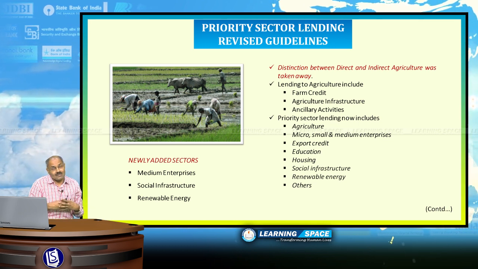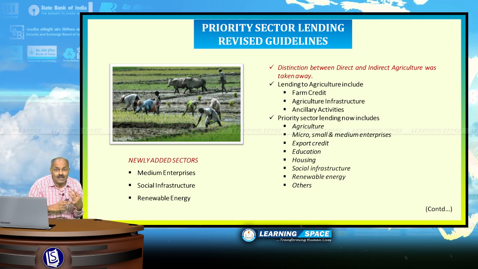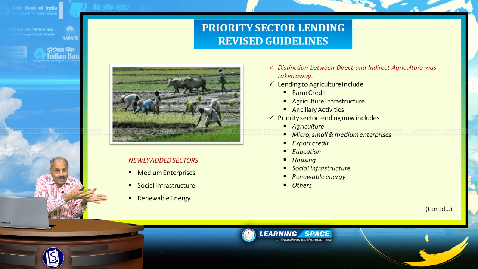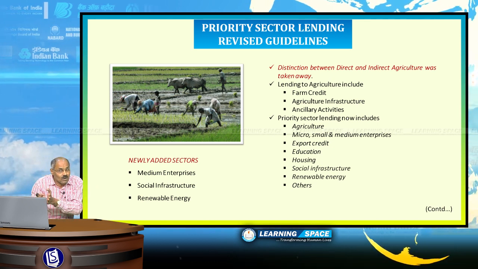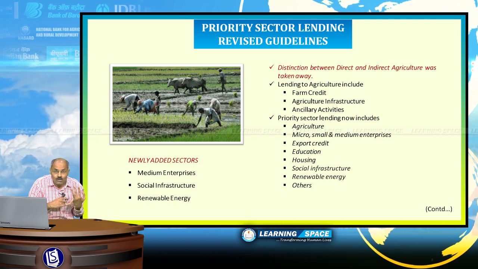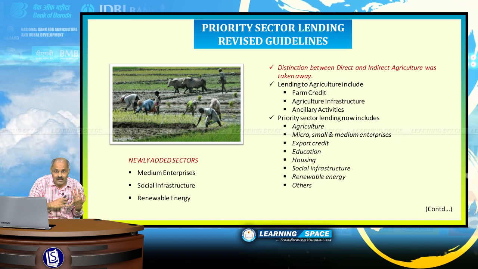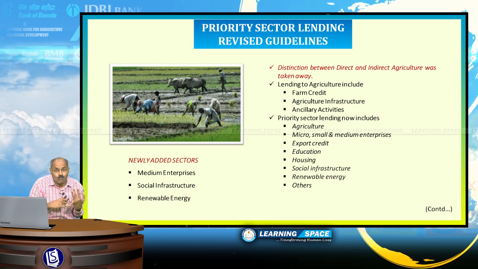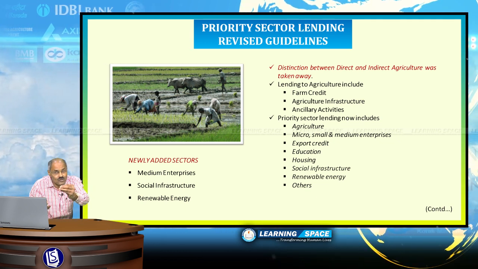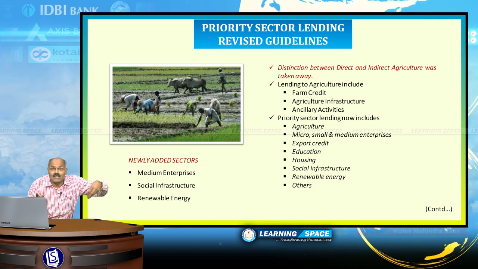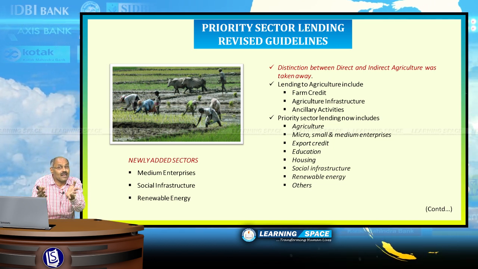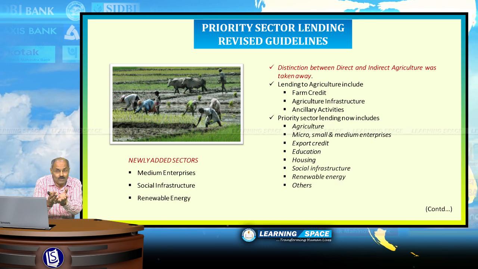First and foremost, medium enterprises were brought under priority sector lending. Previously, micro and small enterprises were part of priority sector lending, but medium enterprises were also brought in. Second, social infrastructure and renewable energy are also included. What is social infrastructure? Social infrastructure is the provision of essential amenities to the people of the country. If somebody is constructing a hospital or a school in a rural area, that is social infrastructure or a socially relevant project.